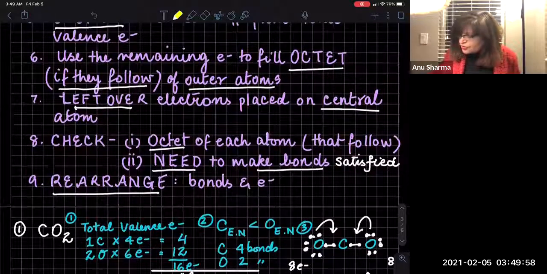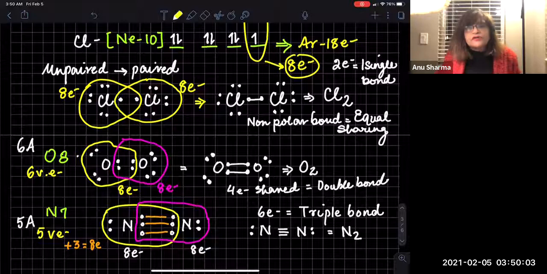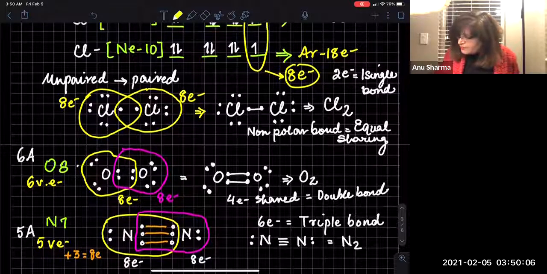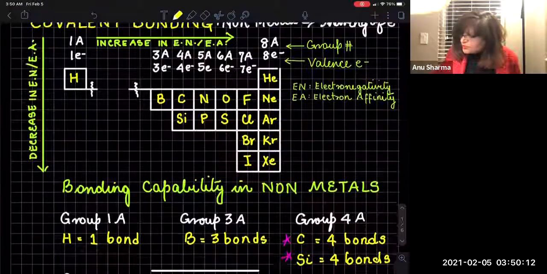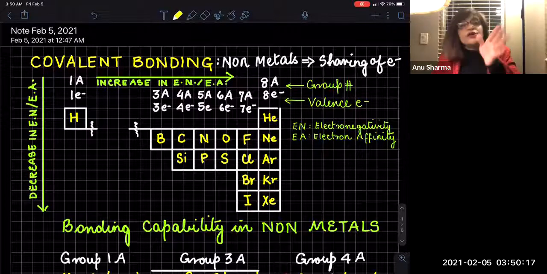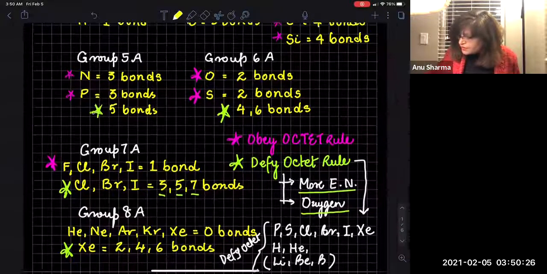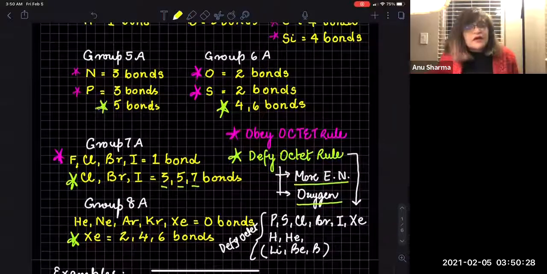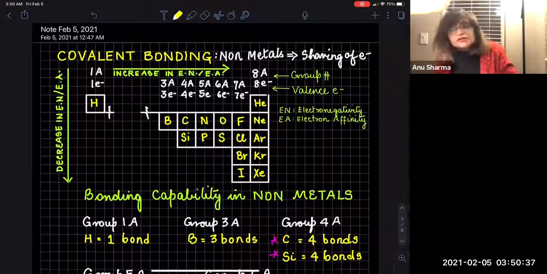Also make sure that some elements are going to defy the octet, so don't force the octet on them. See where it's needed. So this was the theory. It's very important that you recognize which of the elements is more electronegative than the other, and also make a note of which groups defy the octet and which ones do not. What are those conditions? It's not that hard, it's just a matter of practice.